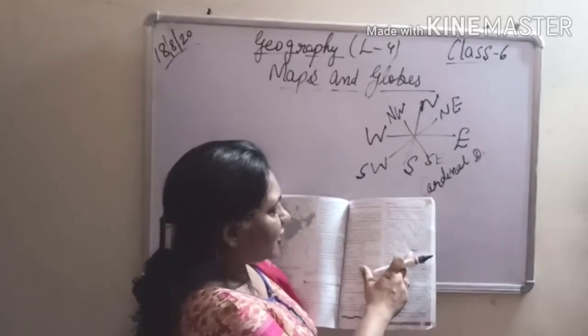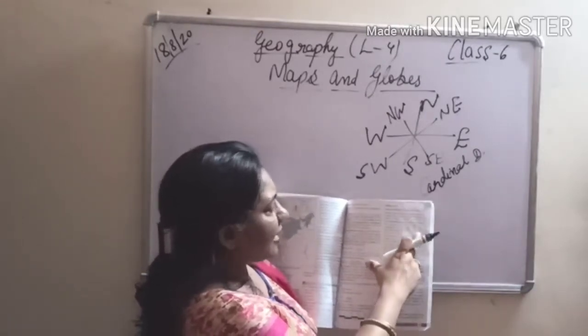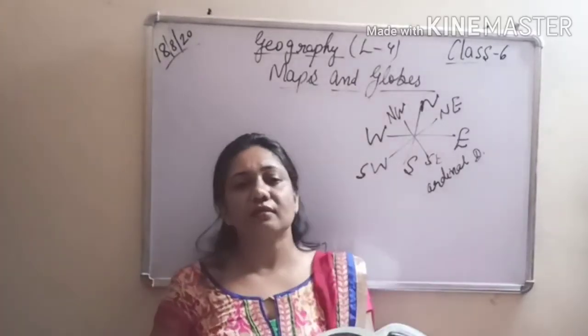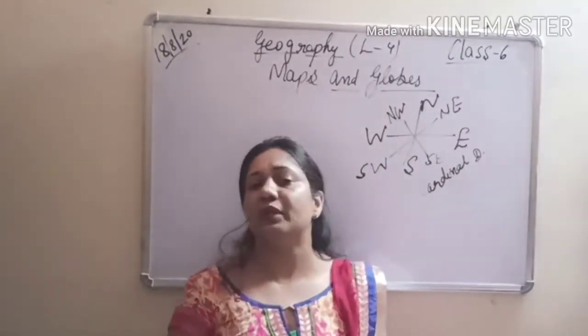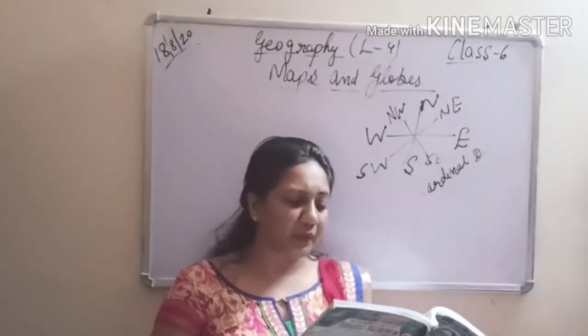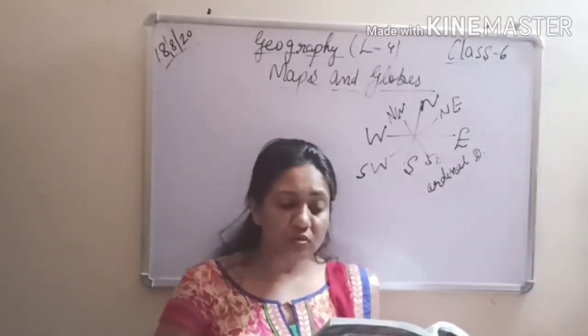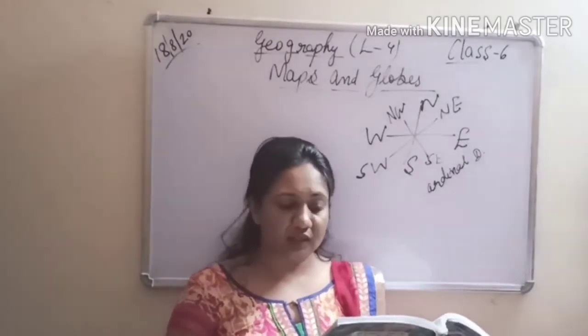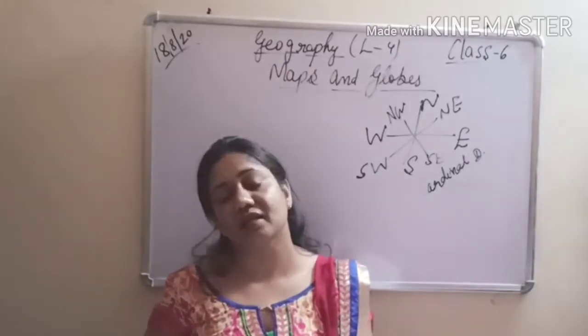These directions are clearly visible as I have drawn on the board, so you can just see from there. So these are the two types of directions that we take help of. Finding distance between two places on a map is not enough. We must know the actual direction of the places or cities in relation to each other. This directional relation must be represented on a map.